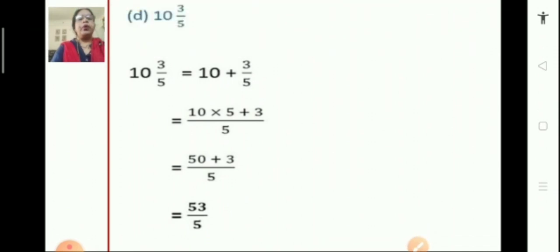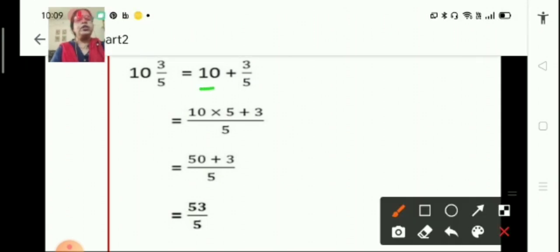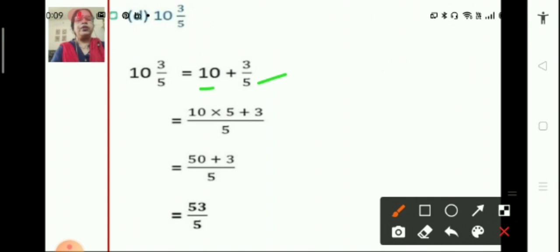10 3 upon 5 is the mixed fraction. We have to write the improper fraction for that. So we have 10 wholes and 3 upon 5 of the fraction. So it becomes 10 into 5 plus 3, the numerator, and the denominator is 5. So 50 plus 3 upon 5, and the improper fraction that we get is 53 upon 5.